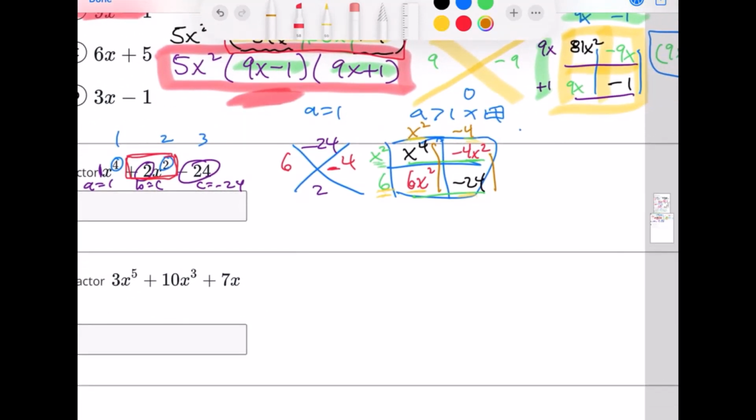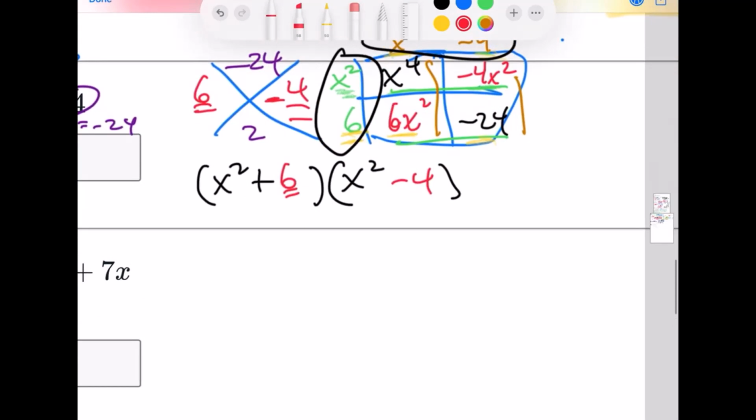Okay, why did I say in red you didn't need that? Well, look here. X squared plus 6. Let me, hold on, sorry, I missed that. Plus 6, you see that? You can just put it there. And the other one is going to be x squared minus 4, which is up here. All right, a little tricky in this problem.